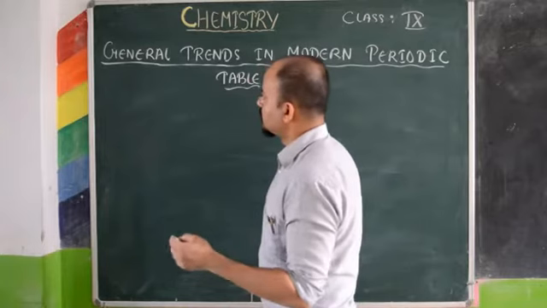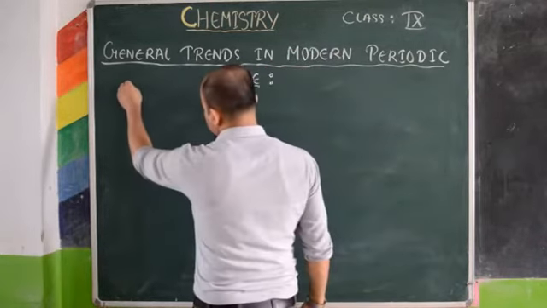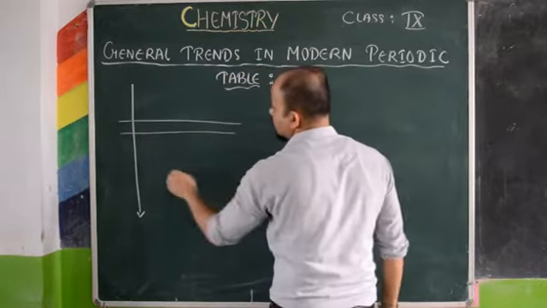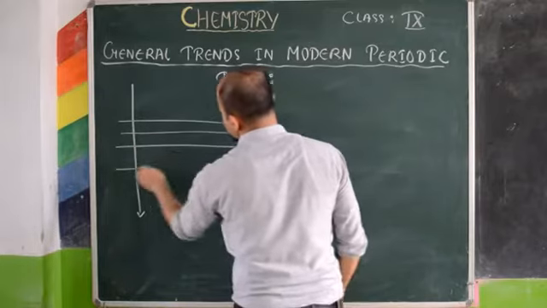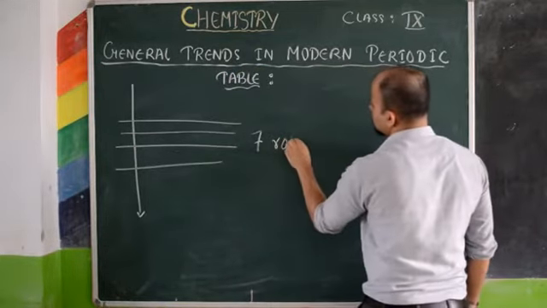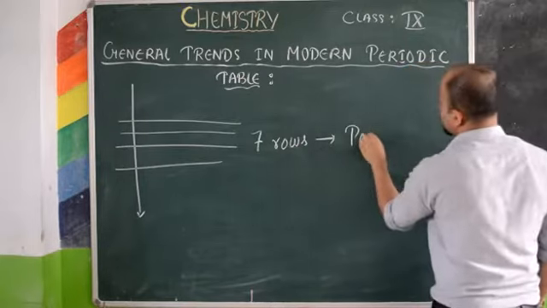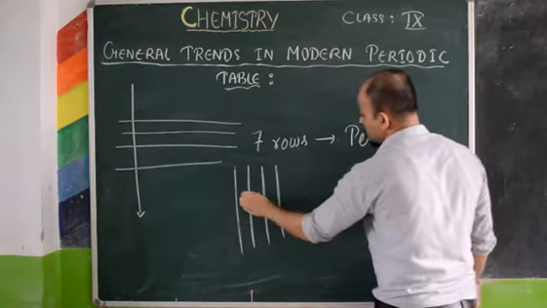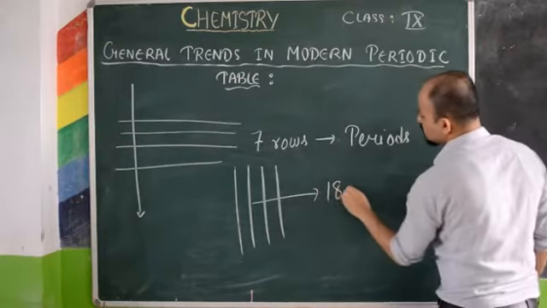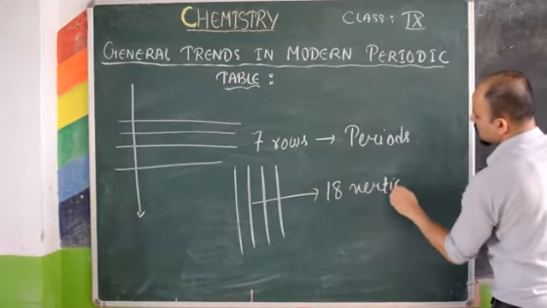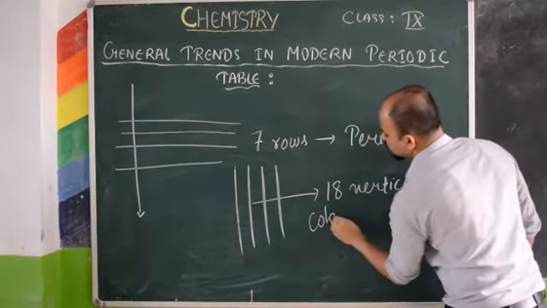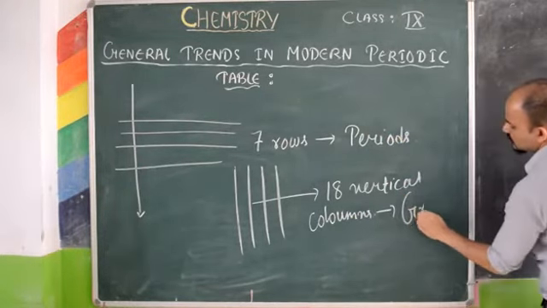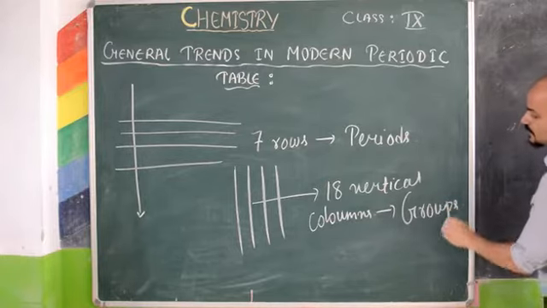So, in the periodic table, as you go from top to bottom, how many rows do you have? You have 7 rows, and these 7 rows are periods. And you have 18 vertical columns, which are known as groups. So this you should remember.